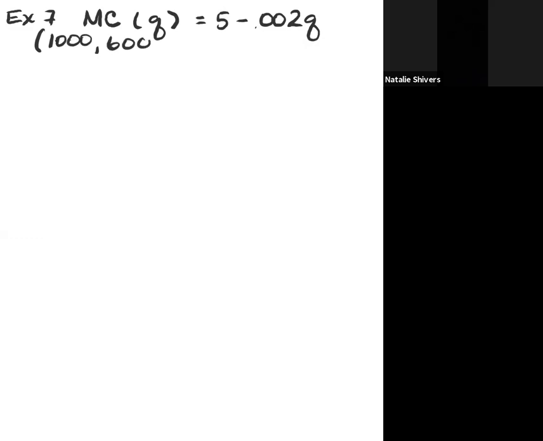All right, one more. Example 7. They give us a marginal cost of Q equals 5 minus 0.002 Q. And they give us a coordinate that it goes through. Goes through 1,000, 6,000. So there's my Q, P. All right, so they want us to find the cost.